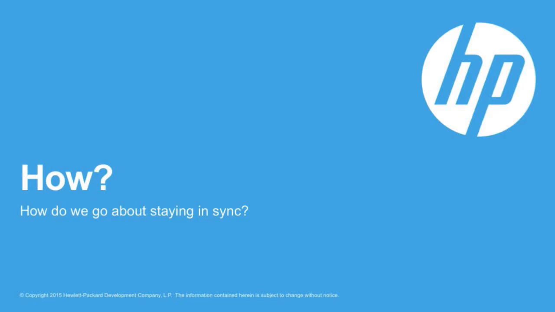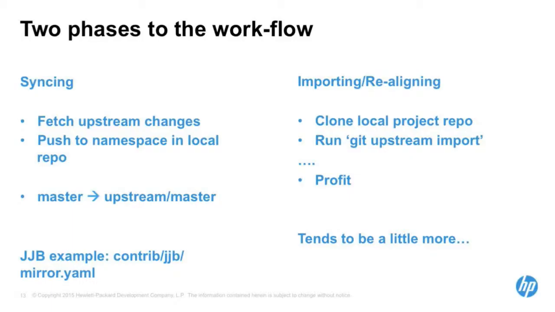So how do we actually go about staying in sync? It's kind of two phases. Consume: pull down all the changes from upstream and push them to some reference space that's in your local, I hate to say fork, but it is technically a fork locally. There is an example job in the repo, so you can go and look at that and see how we generally do it. I think it's a bit different in our environment, but that script does work.